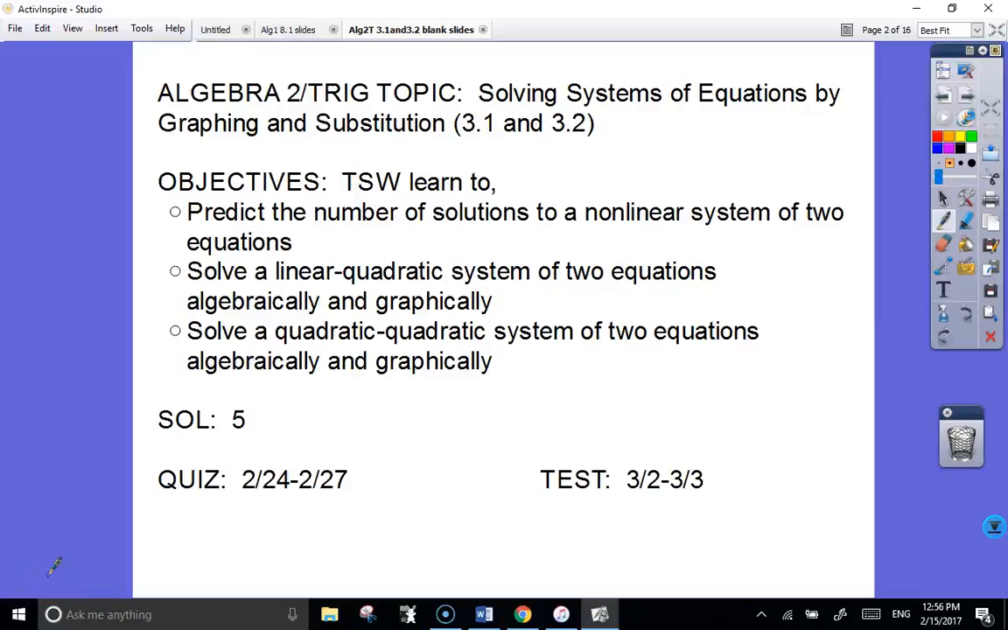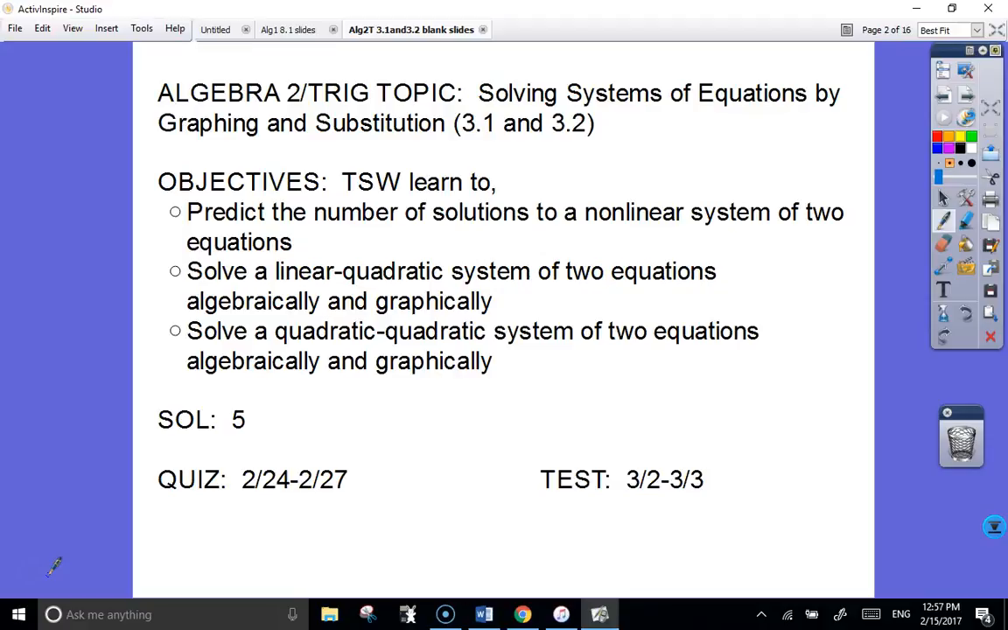Okay, so solving systems of equations. These objectives are what the SOL tells us we're supposed to get out of Algebra 2. Everything that we're really supposed to be doing at this level is nonlinear systems. That's why that extra credit stuff was to copy. What are the possibilities, right?